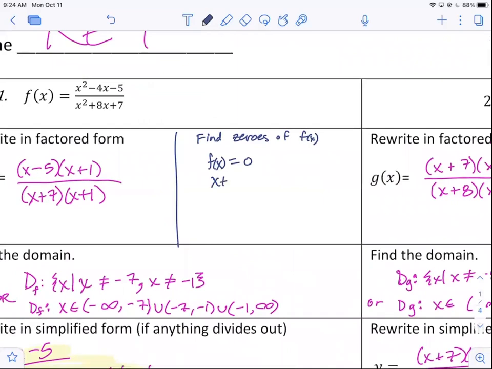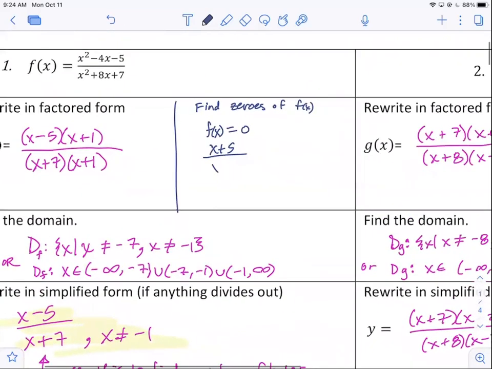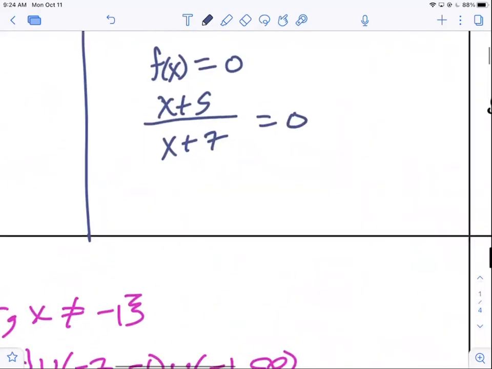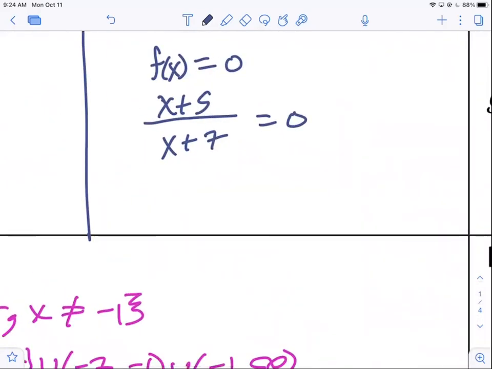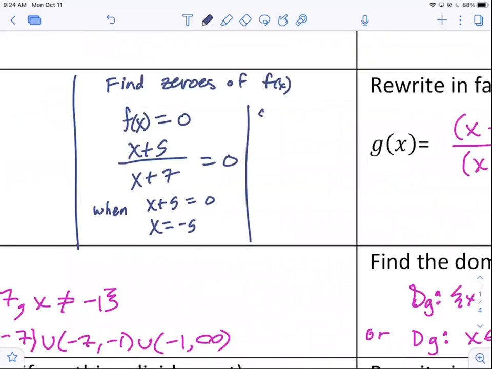x minus 5 or x plus 5 over x plus 7 equals 0. And now instead of multiplying both sides by x plus 7, remember we talked about this in class, a fraction is equal to 0 when the numerator is equal to 0, which is at x equals -5, okay? Comma, so f has an x-intercept or a root or a 0 or whatever you want to call it at, and I'm going to list it as an ordered pair, -5, comma 0.